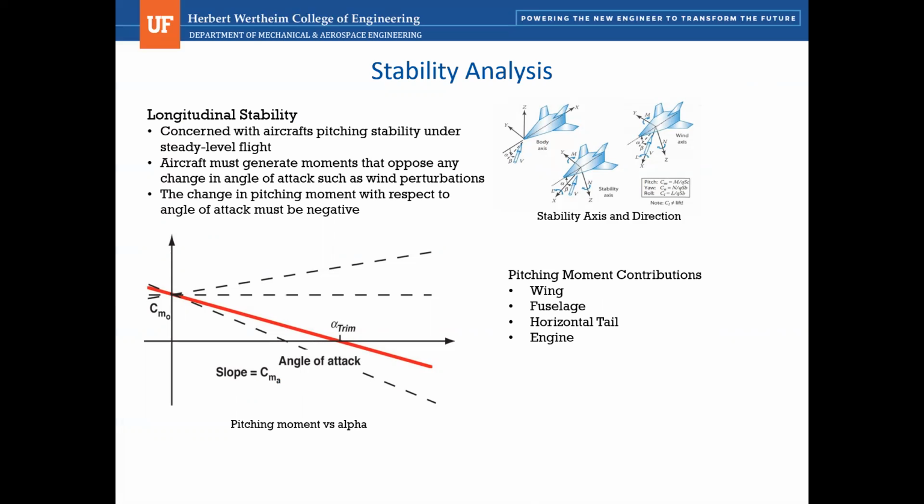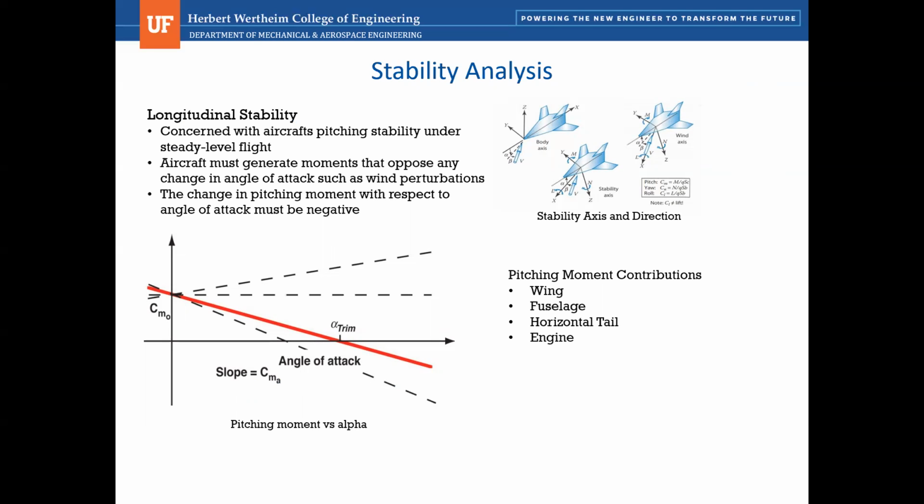So stability analysis can be broken up into longitudinal stability and directional and lateral stability. Longitudinal stability concerns itself with the aircraft's pitching stability under steady level flight. For pitching moment contributions, we have the wing, fuselage, horizontal tail, and engine. On the right side of the slide, we have the stability axes and directions. X direction goes out the nose, Y direction goes out the right wing, and Z direction points vertically up.